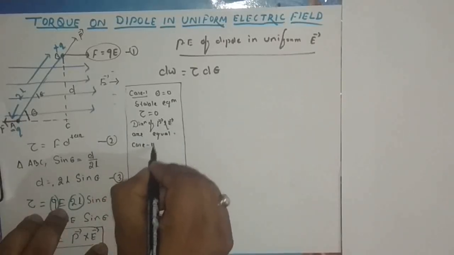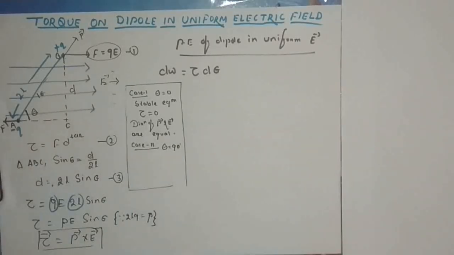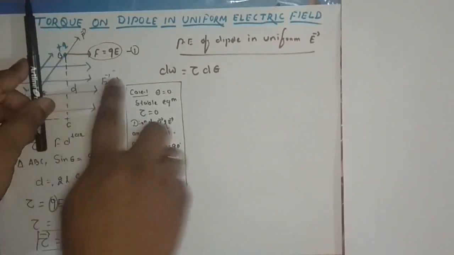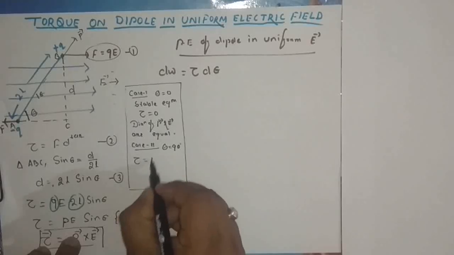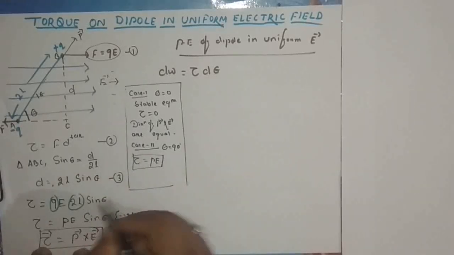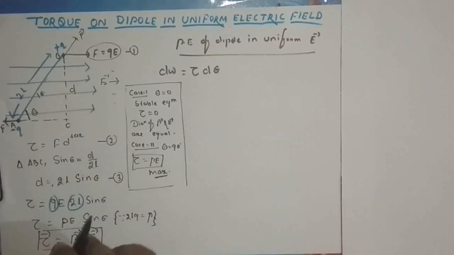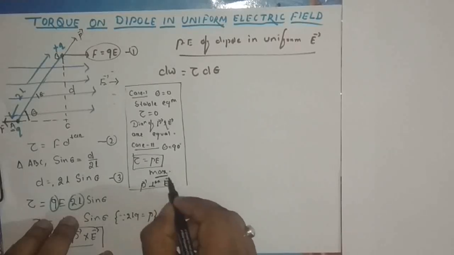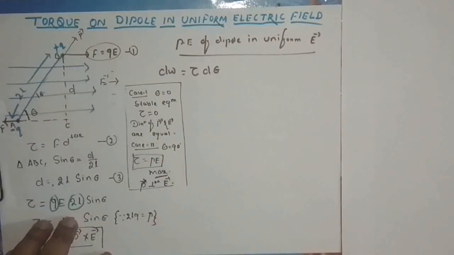Let us go to case 2. Theta is 90 degrees. Theta 90 means this is the situation: the dipole moment is perpendicular to E. So tau I will get pE sin 90. Sin 90 is 1, so tau equals pE. So this is the maximum torque. In which situation? When p is perpendicular to E, the dipole moment is perpendicular to the electric field.